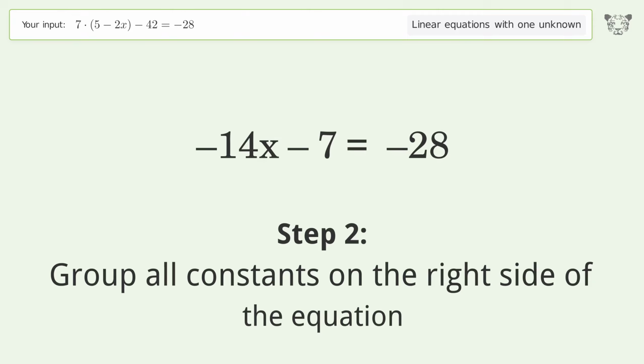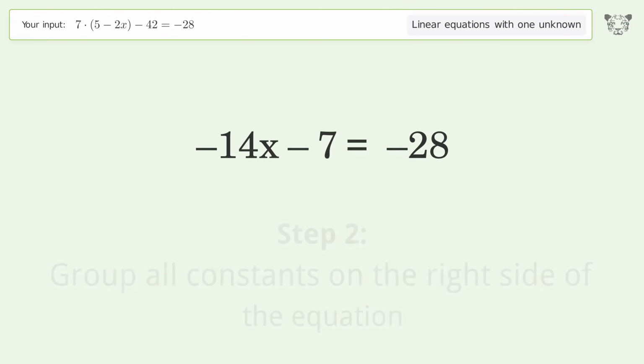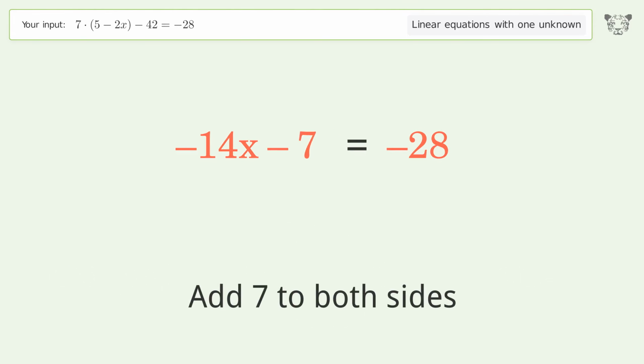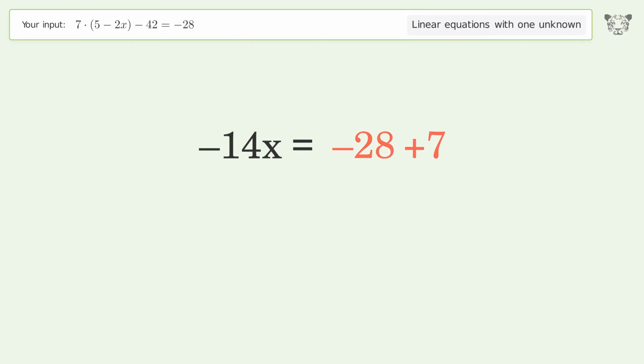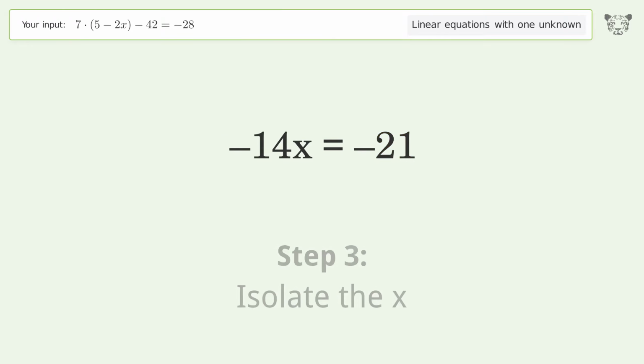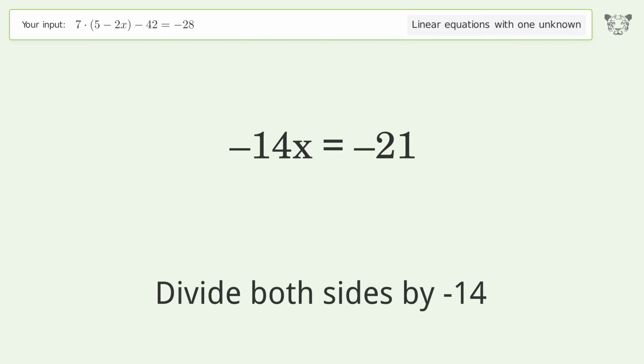Group all constants on the right side of the equation. Add 7 to both sides. Simplify the arithmetic. Isolate the x. Divide both sides by -14.